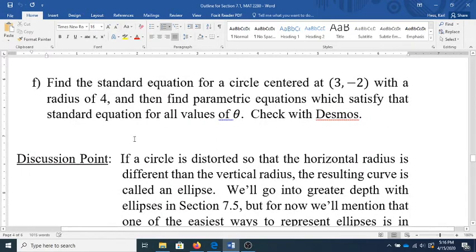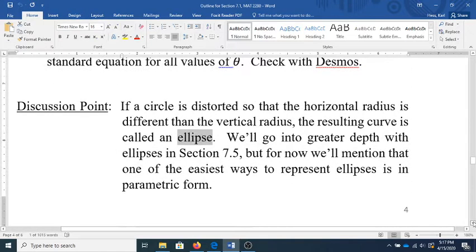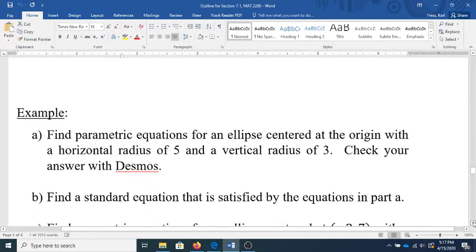Alright, discussion point. If a circle is distorted so that the horizontal radius is different than the vertical radius, well, then I guess your circle becomes more of an oval. But we actually have more of a mathy word for it. We call it an ellipse. Section 7.5, which will actually be the last section we cover, goes into depth on ellipses and other types of curves that are called conic sections. Here, we're really just going to introduce them enough to talk about how to parameterize them. Very important notion for Calc 3. So, more in-depth treatment on ellipses is coming up, but for now, let's talk about how to parameterize them.